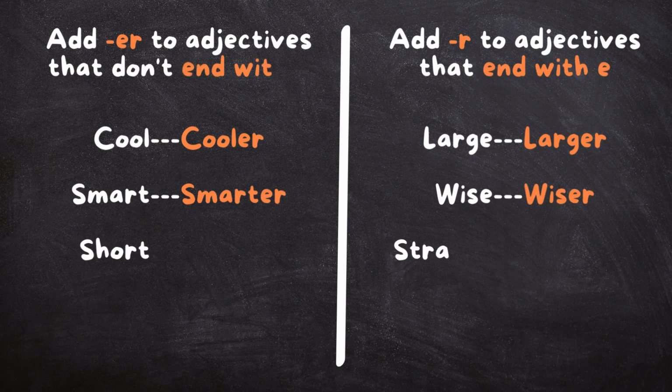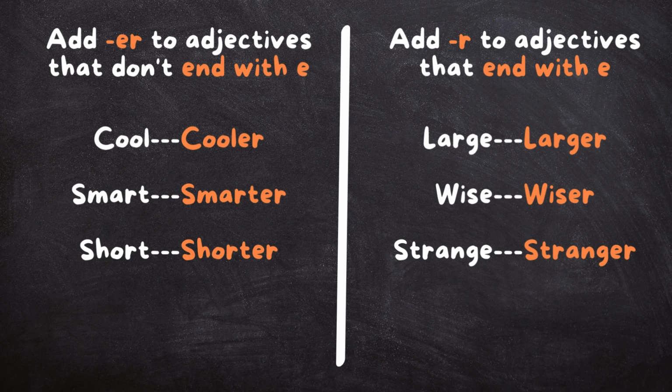Add er to adjectives that don't end with e. Examples will be cool. You add er to it and it becomes cooler, a cooler day. Same with smart. It doesn't end with e, so you can add er to it to make the comparative degree of comparison for it. So we have smarter, a smarter girl. That is the same for short. Shorter, a shorter man.